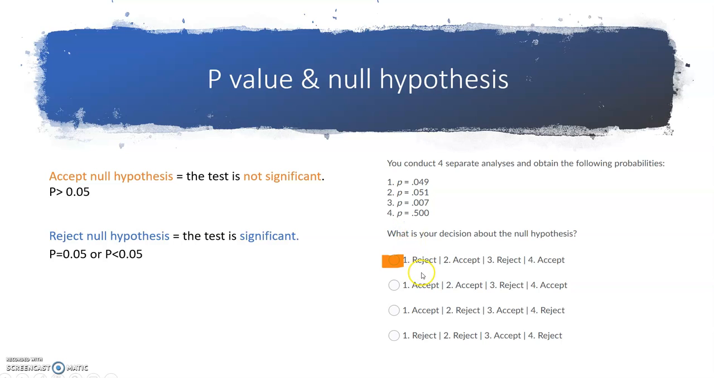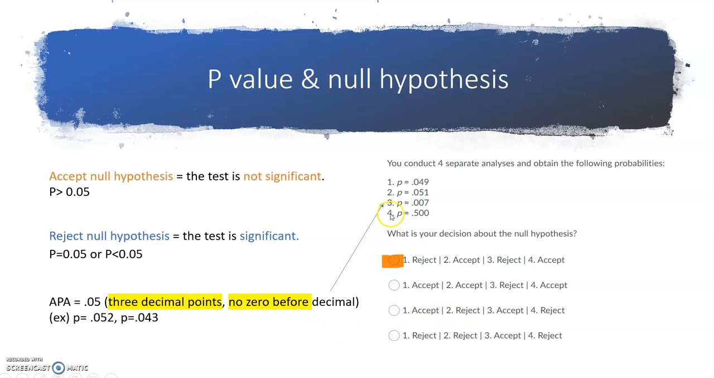So here the answer is the number 1, because the number 1 and 3 p-value is less than 0.05. So we accept our hypothesis, but we reject our null hypothesis. And the number 2 and 4, the p-value is greater than 0.05. So we reject our hypothesis and we accept our null hypothesis. And be careful about the p-value because that is between the 0 and 1. So no 0 in the front, and that should be reported with the 3 decimals.